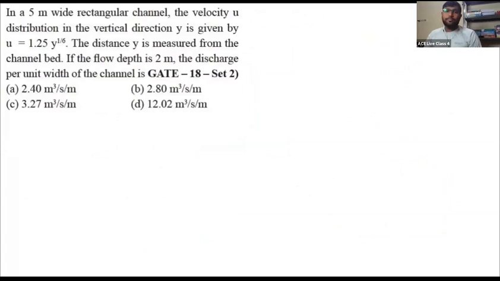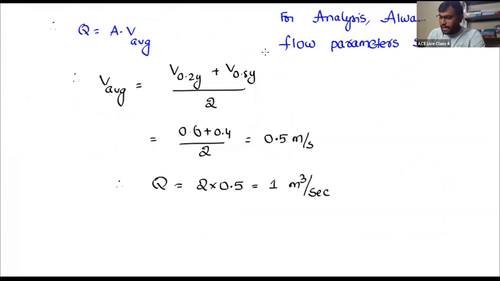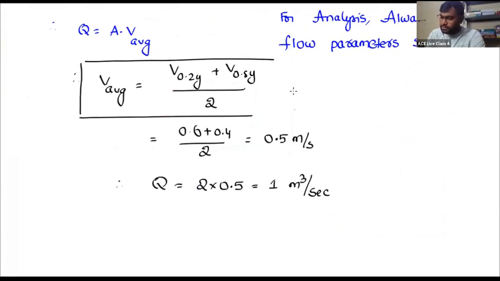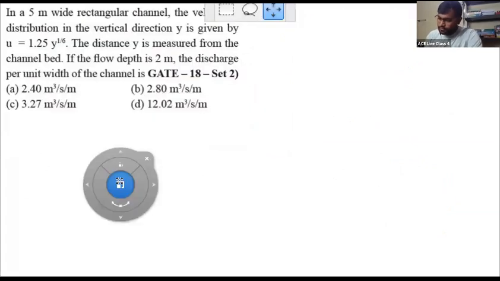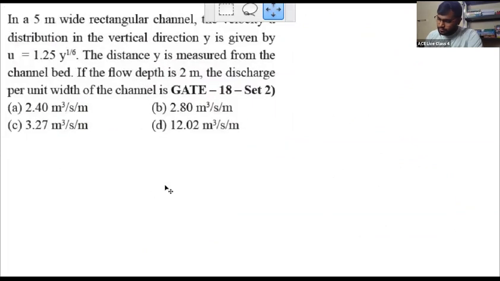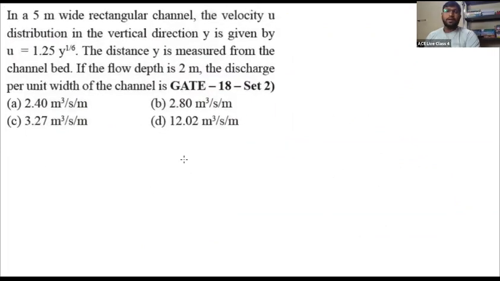You see one more problem. I hope you can understand. See, just now we discussed this question. There I used directly the V average from the 2-point observations. Okay. Now, I'll show you one more question. So, this is a GATE 2018 set 2 question. Yes. Now, my dear, this is a very good question.